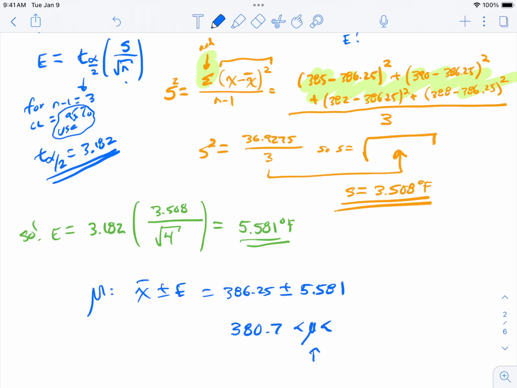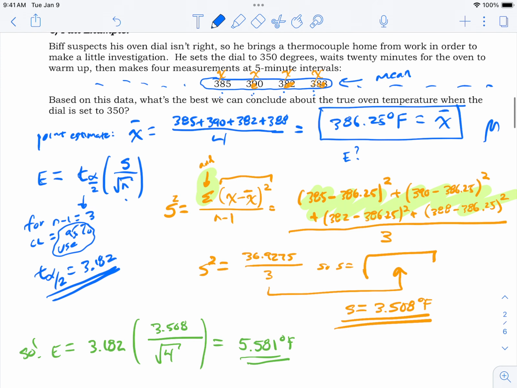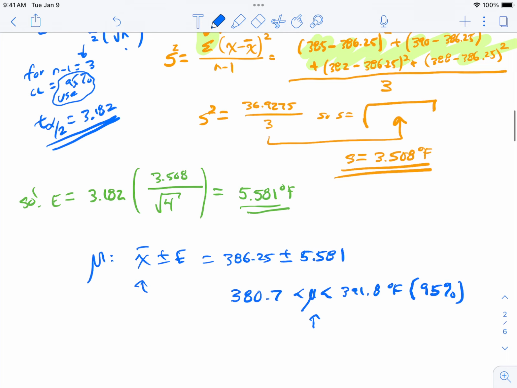Remember, mu, that's like the real answer. X-bar is just, well, you know, we took a sample. But mu is like, we think the real answer is somewhere nearer to what our sample says. Somewhere between 380.7 and 391.8. And this would all be degrees Fahrenheit. Please remember to put your confidence level here. It's extremely important because it wasn't even saying what confidence level to use. You had to choose 95%. By the way, if it doesn't ask you for one, you're probably going to choose 95%. It's a good rule of thumb.